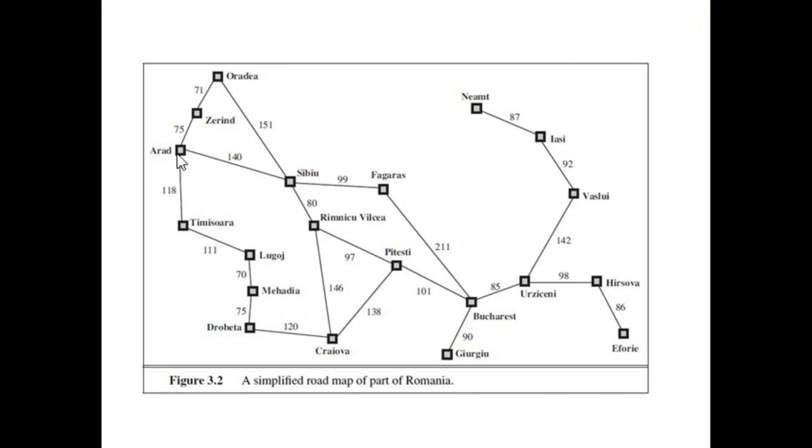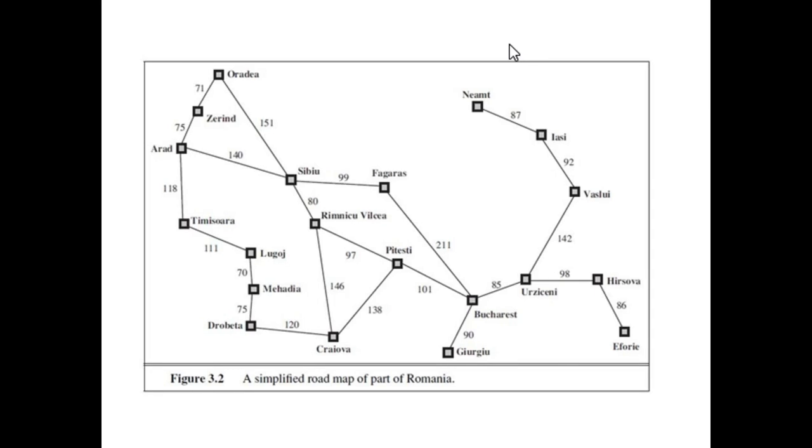Just look at this map again, a simplified road map of part of Romania, where a traveling salesman wants to move from Arad city to Bucharest. We solved this problem using greedy best first search in our previous video lecture. The path cost for this problem was 450. So the greedy best first search is not an optimal search.